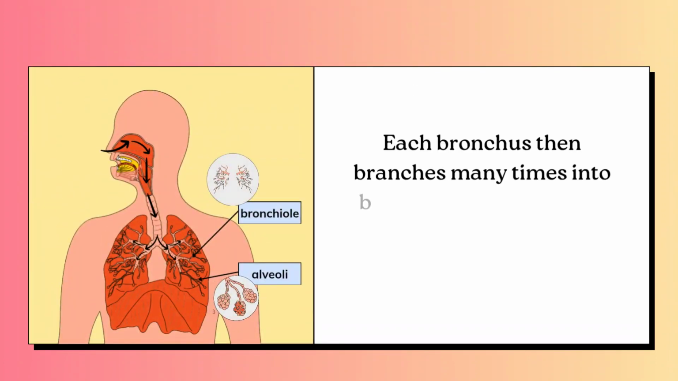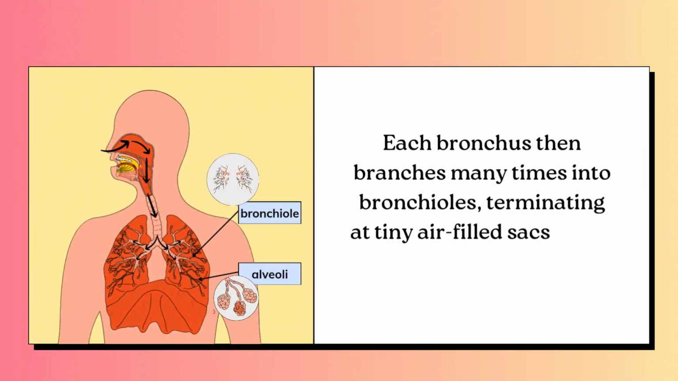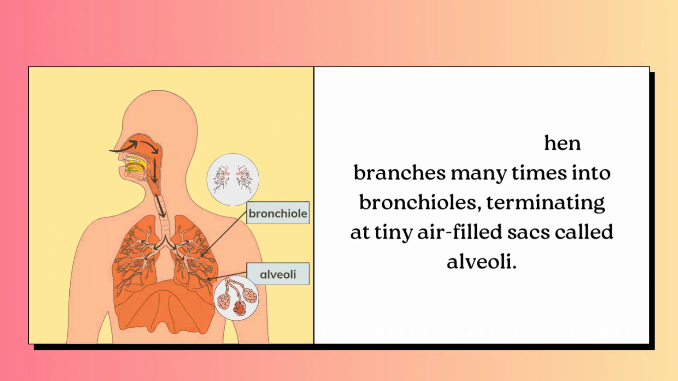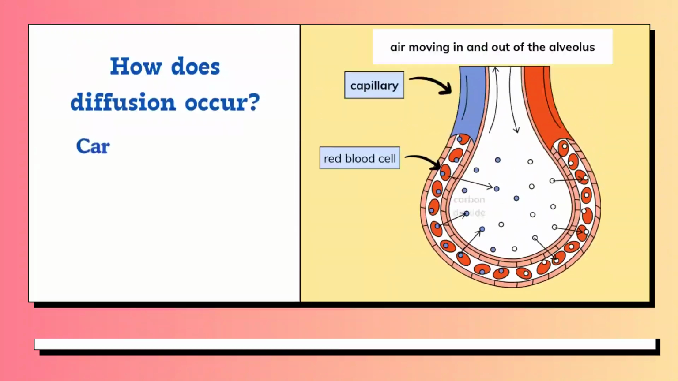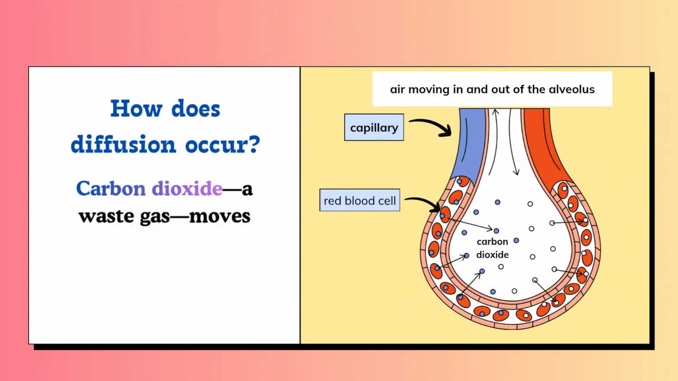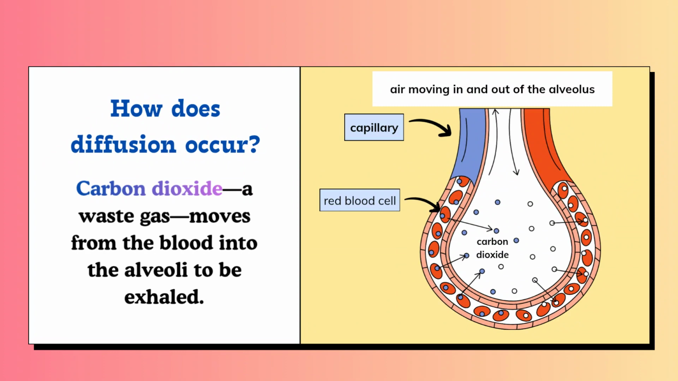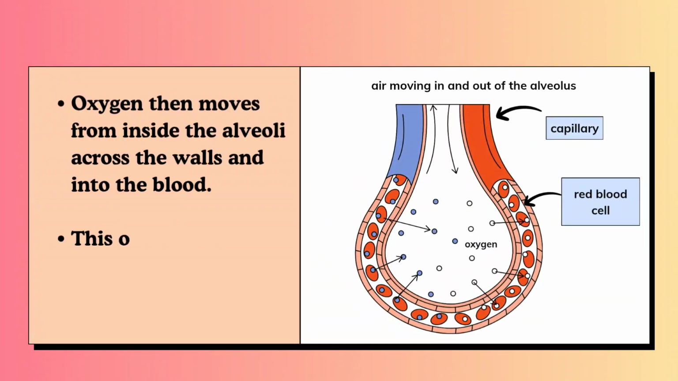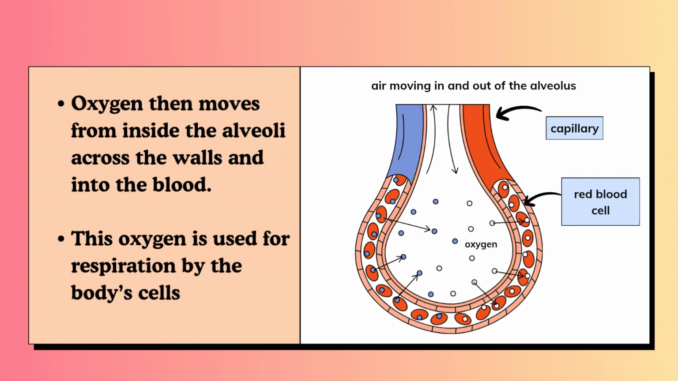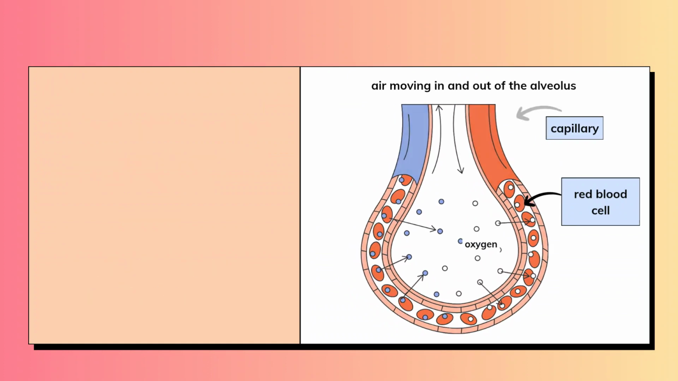Each bronchus then branches many times into bronchioles, terminating at tiny air-filled sacs called alveoli. Oxygen and carbon dioxide are exchanged at the alveoli. The process involved in the exchange of these gases is called diffusion. How does diffusion occur? Carbon dioxide, a waste gas, moves from the blood into the alveoli to be exhaled. Oxygen then moves from inside the alveoli across the walls and into the blood. This oxygen is used for respiration by the body's cells.